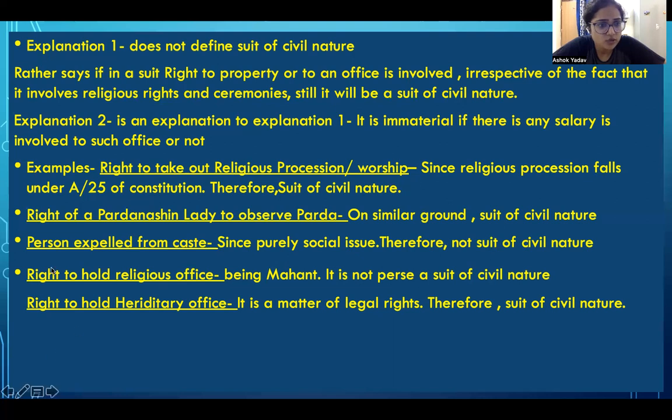Now, let's talk about the next, a person expelled from a caste. Whenever a person is expelled from a caste, there's no legal issue involved in that. It is purely and totally a social issue. Therefore, it is not a suit of civil nature. Right? Now, the right to hold a religious office. It is like being a Mahant or something like that. Then it is also not a suit of civil nature.